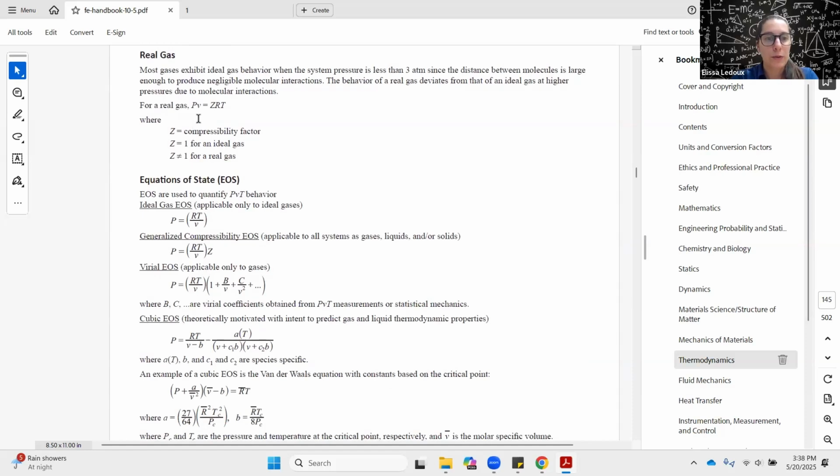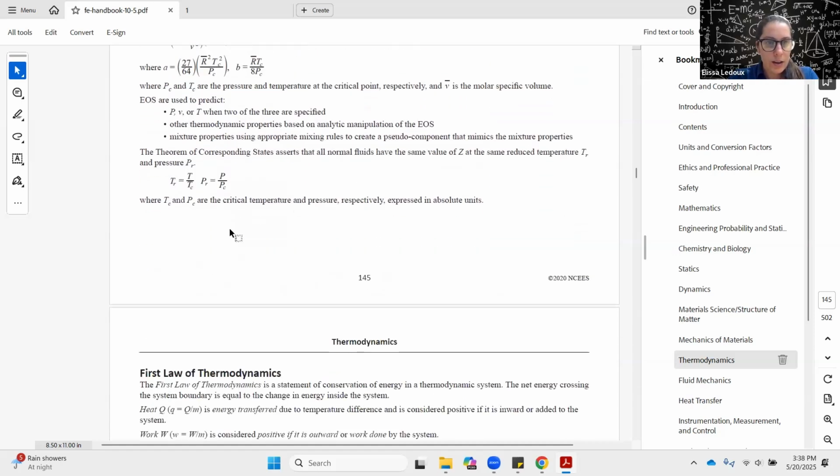Now for real gas, we have PV equals ZRT, where Z is the compressibility factor, and this V here is specific volume, so that is capital V divided by m. So the volume of something divided by the mass, so it's basically the inverse of the density.